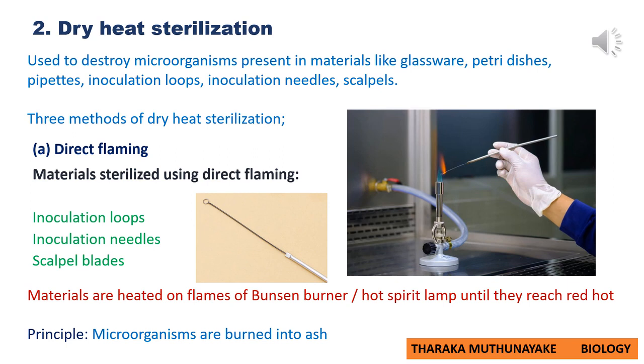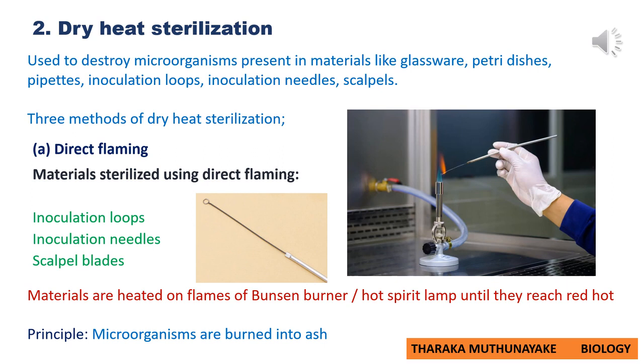You can observe here, there's a diagram of an inoculation loop. Those inoculation loops are used to introduce microorganisms into culture media. So simply what is done in direct flaming is inoculation loops, needles, and scalpel blades are heated on the flame of a Bunsen burner or a spirit lamp until they reach red hot. You can observe in this diagram, an inoculation needle is burned on a Bunsen flame.